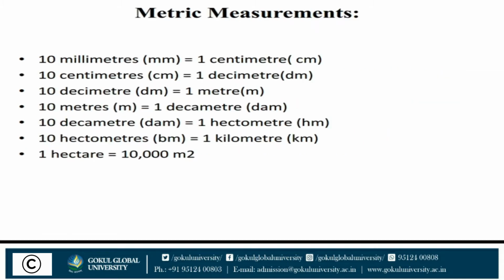Metric measurements. 10 millimeters is equal to 1 centimeter. 10 centimeters is equal to 1 decimeter. 10 decimeters is equal to 1 meter. 10 meters is equal to 1 decameter. 10 decameters is equal to 1 hectometer. 10 hectometers is equal to 1 kilometer. And 1 hectare is equal to 10,000 square meters.